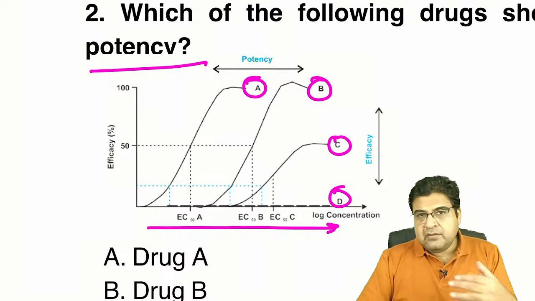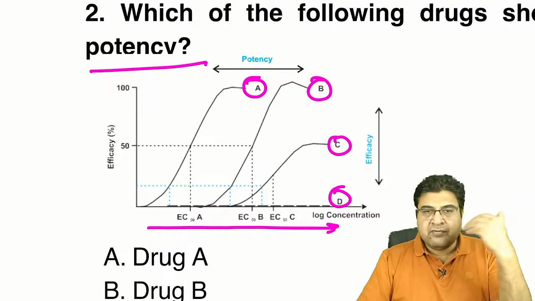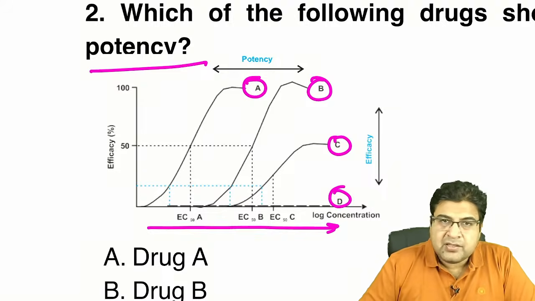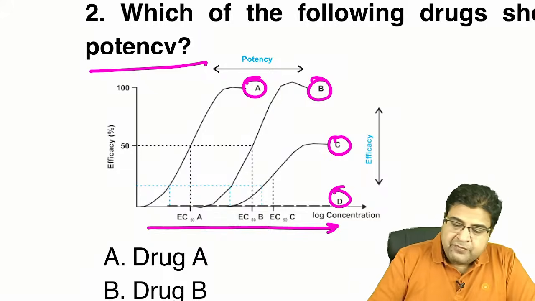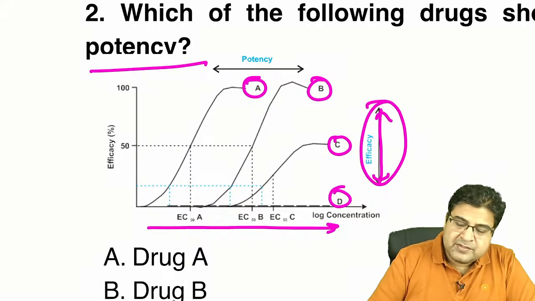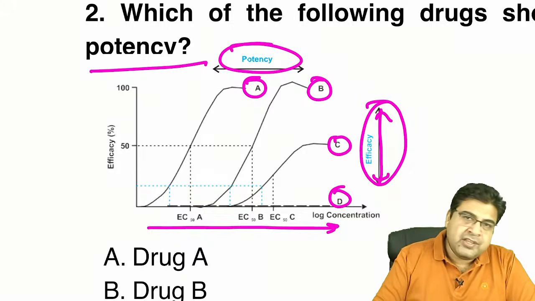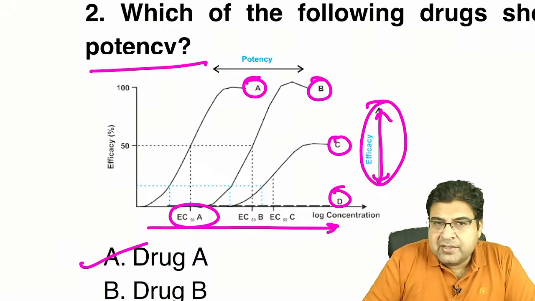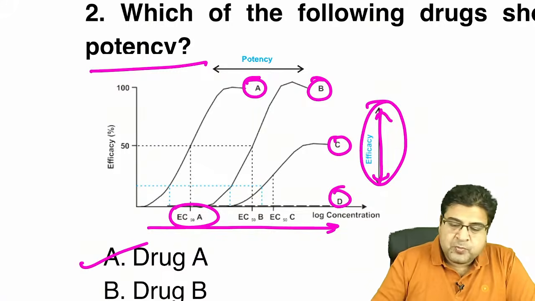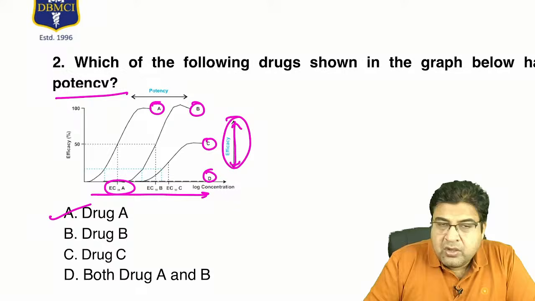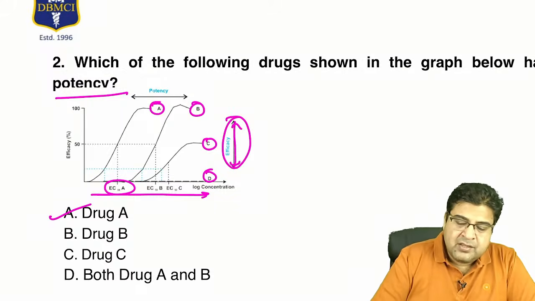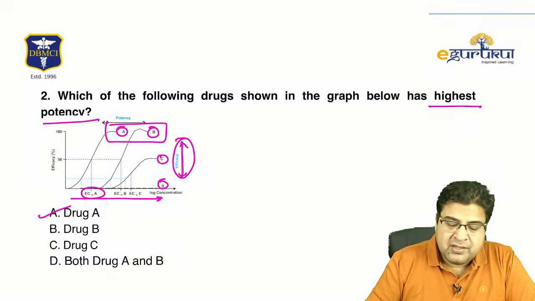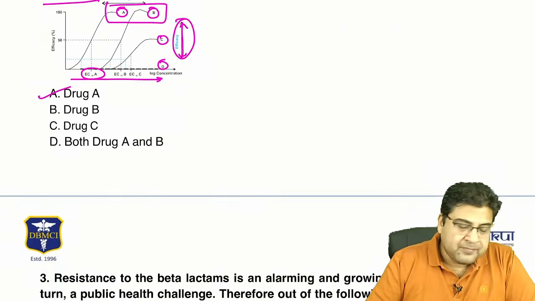And any drug which has the maximum height is the most efficacious. So efficacy is height, you can see from this graph, and potency is the position on the x-axis. So here A is on the extreme left. A, we can see it's on the extreme left. It is the most potent drug. But if the question is asked to you, which is the most efficacious medicine, then I will say A and B. A and B almost have equal efficacy. So question 2 answer is A.